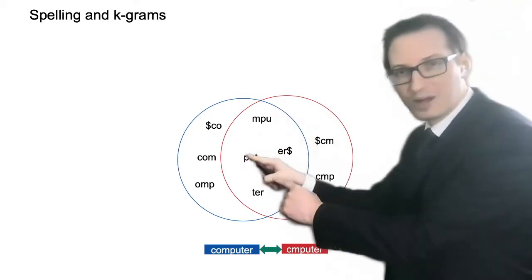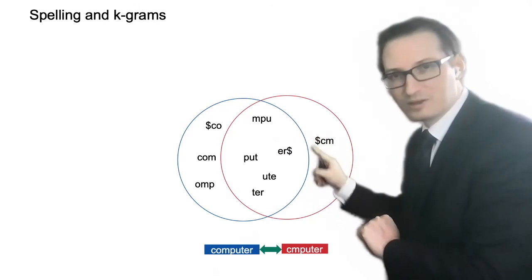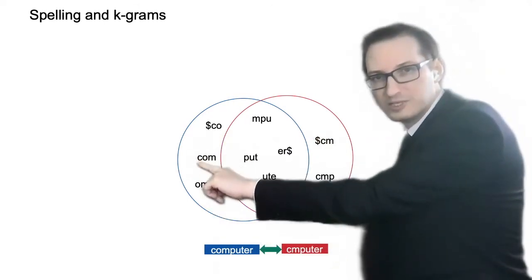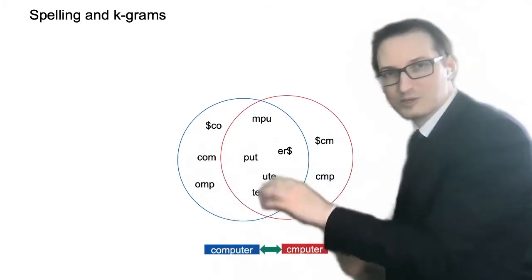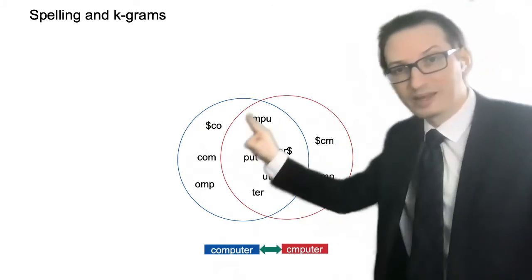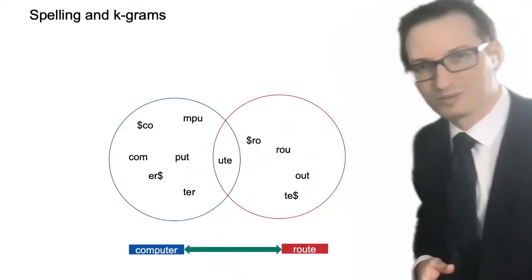Now you notice that 1, 2, 3, 4, 5 are common to the two. CM, $CM and CMP are only here, and CO, $CO, COM, and OMP are only there. So this is the actual diagram. Now we are looking at how many they have in common: 5. That's quite a good number, right?